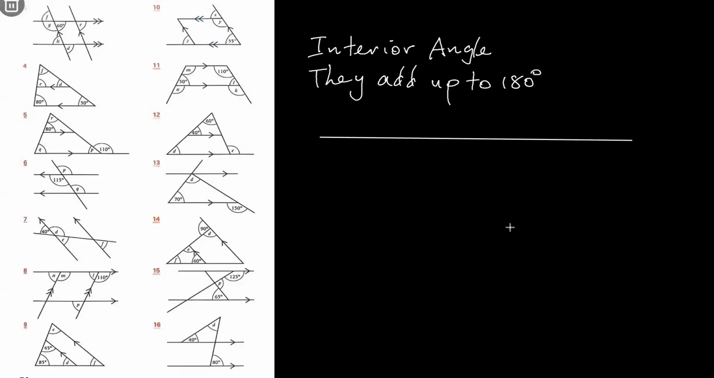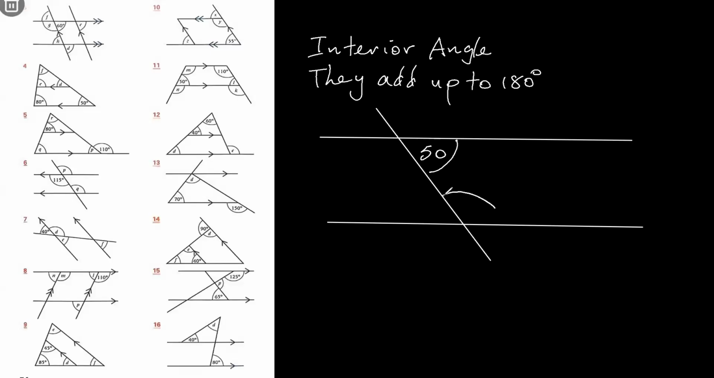So let's say you have a parallel line and another parallel line. They are inside. They form a C, actually. So look for your C. So this angle here, let's say this is 50. The other angle, they are interior, so this will be 130. So 130 plus 50 will give me 180 degrees. So interior angles add up to 180 degrees.